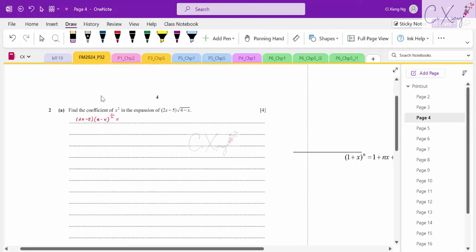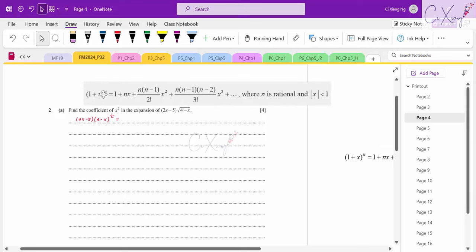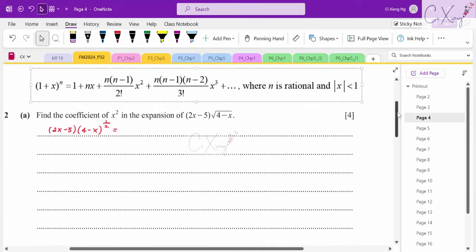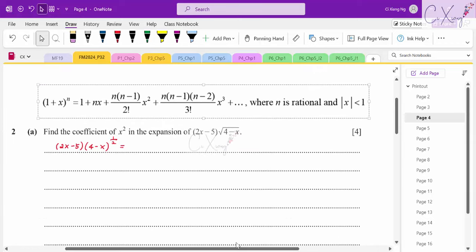Okay, so let's adjust it here first. Okay, so this is the formula that we have here. All right, so let's have a look.